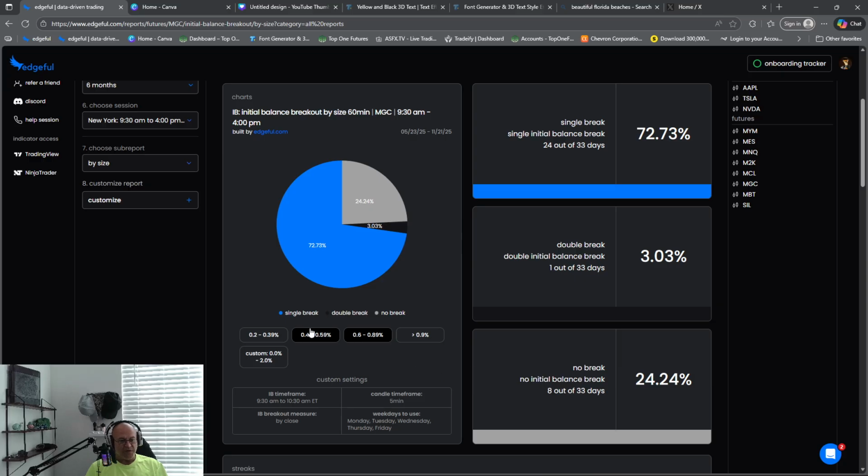Well, 24 was our largest. Okay. But our double break days on any size of initial balance is very low until we get to the smallest size of an initial balance, which tends to prove out across most assets. Very small initial balances tend to get broken on both sides of the balance. Okay. But even then, we're still below 20%.